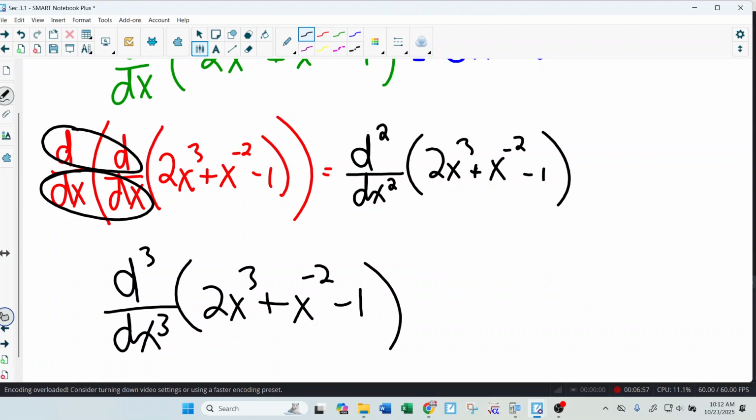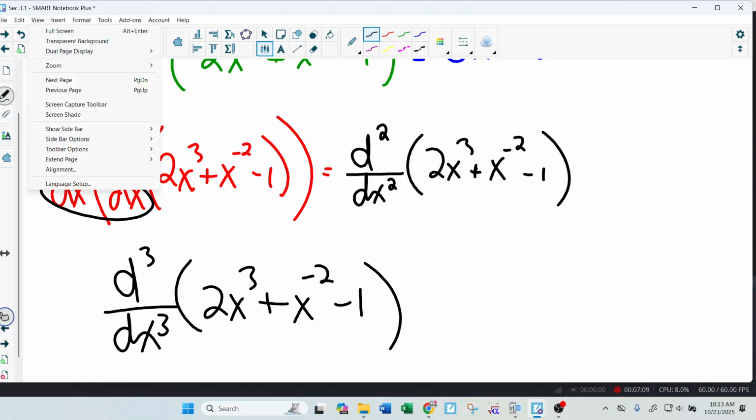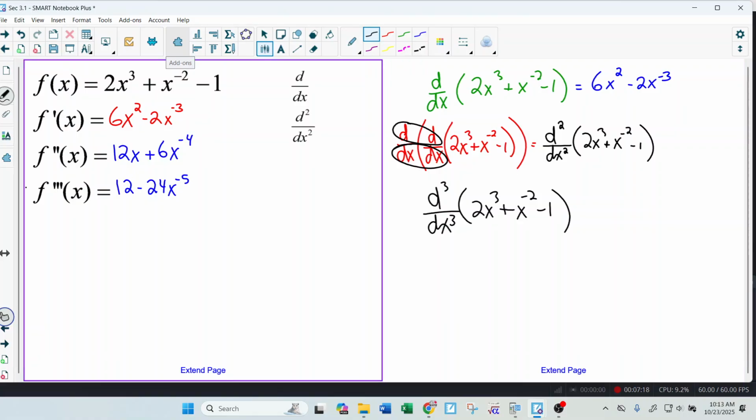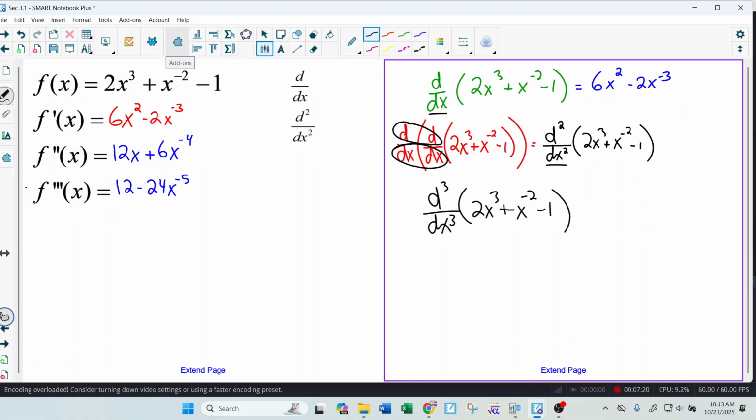So if I wrote what is this, that would just be what? The third derivative. So you have to find the first derivative, find the second derivative, find the third derivative. So those things are basically the same thing. We can write them as f prime, f double prime, f triple prime, or we could write them as d dx, d squared dx squared, or d cubed dx cubed. Those basically mean the same thing as first, second derivative. Okay.